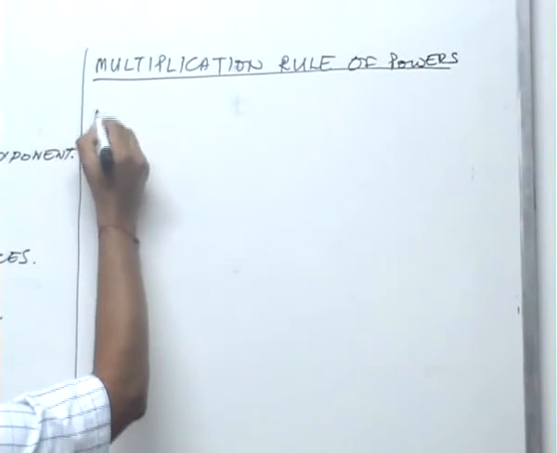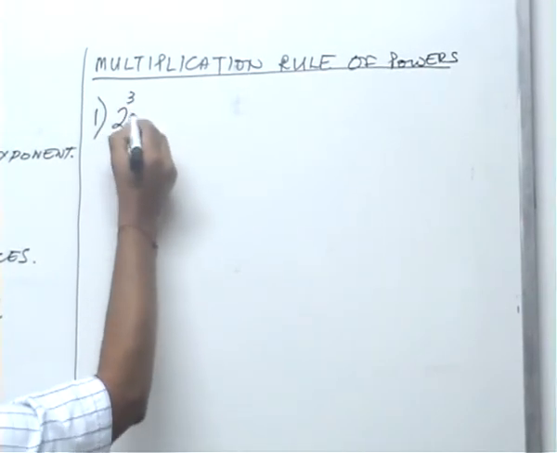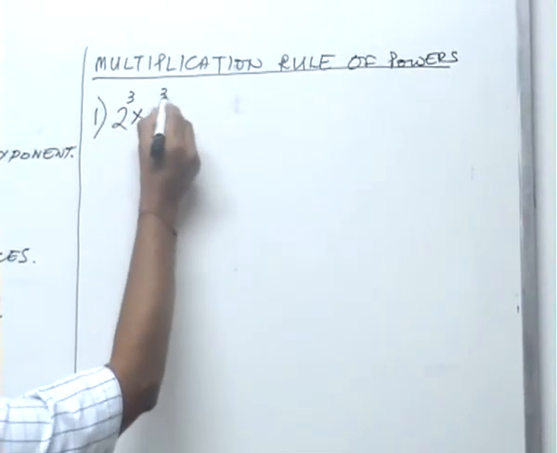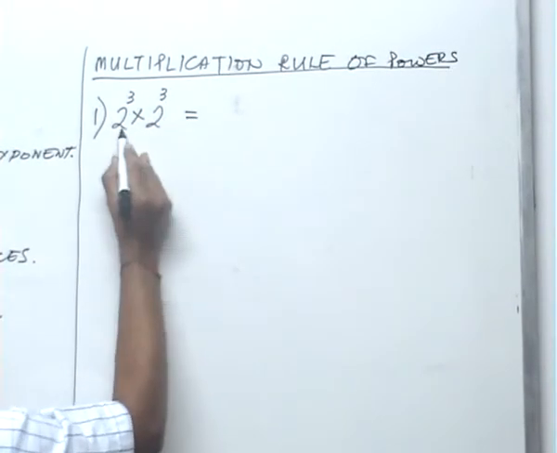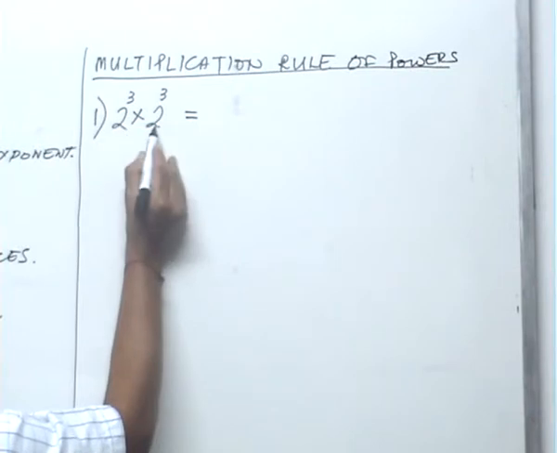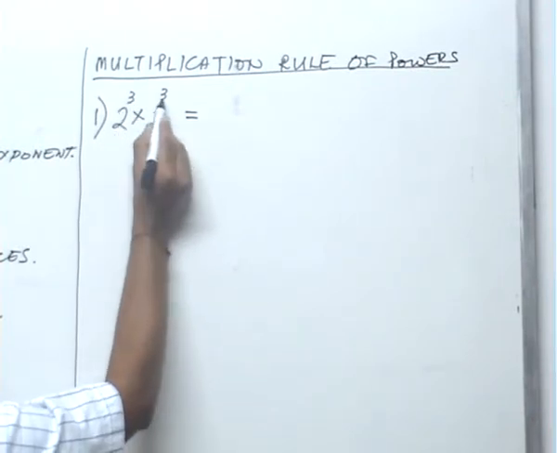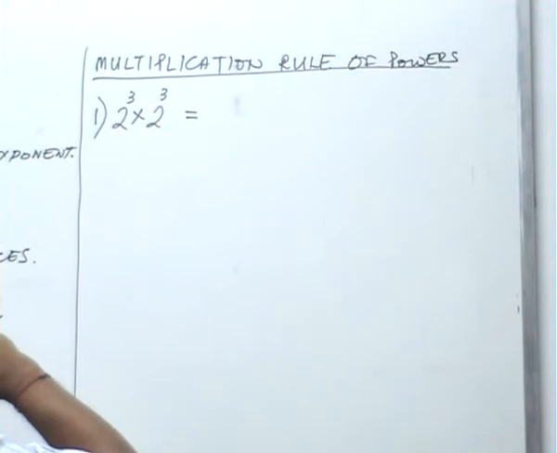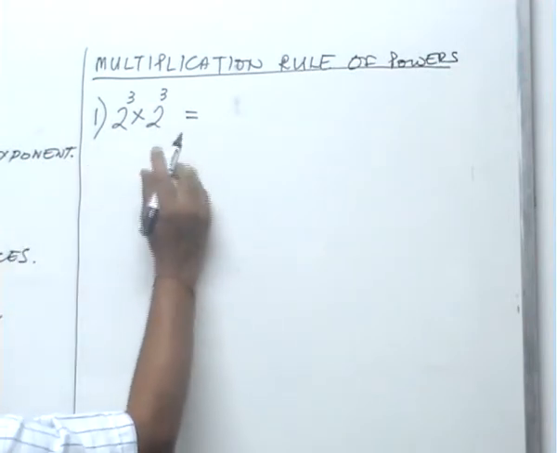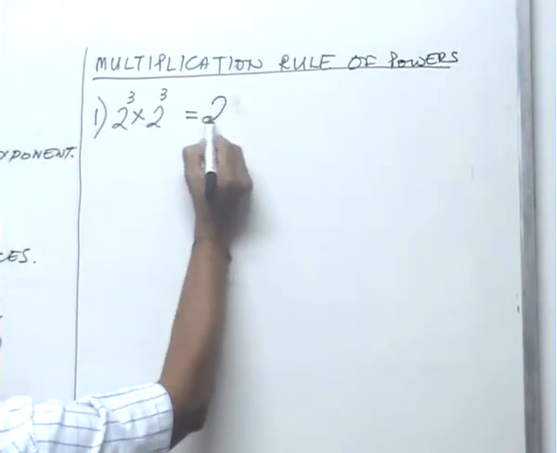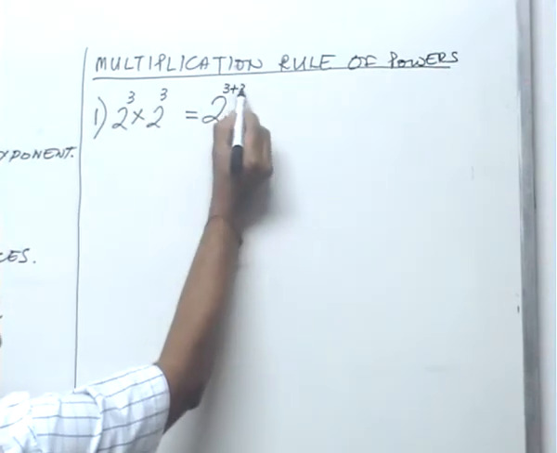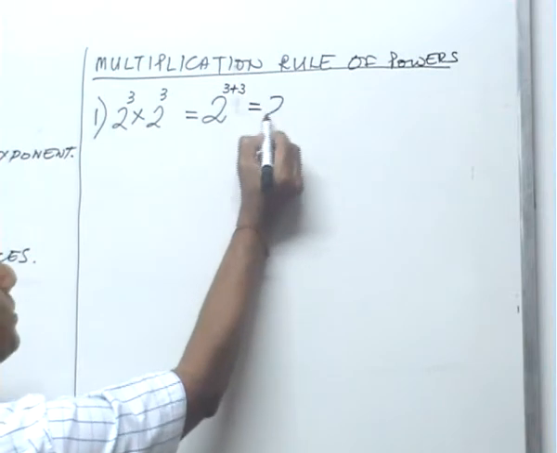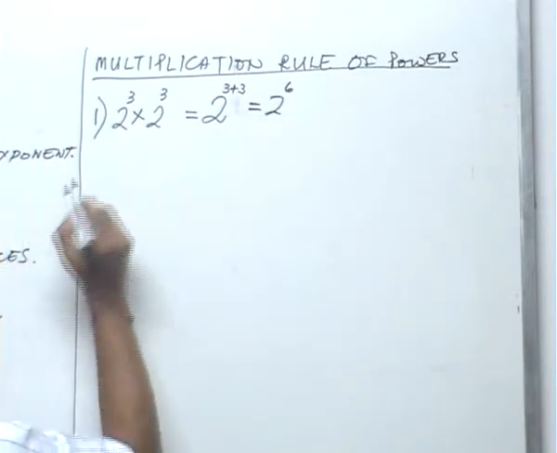So let's see. If I gave you 2 cubed times 2 squared, all you have to do is write down, this is the base, this is the base, that's the index, that's the index. And if I told you to multiply, all you have to do is write down the base one time and add the indices, 3 plus 2, and the final answer will be 2 to the 5.